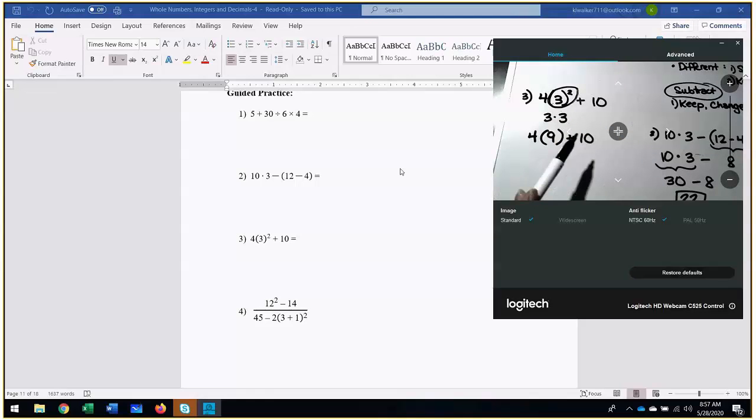Exponent is done. I'm going to leave this in parentheses for now because there's nothing next to the 4. And that means those parentheses are there for another reason now, and that's multiplication. That's what I'm going to do next. 4 times 9 is 36, and then it's easy from here.